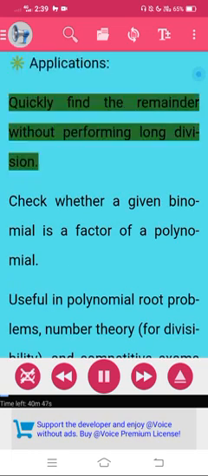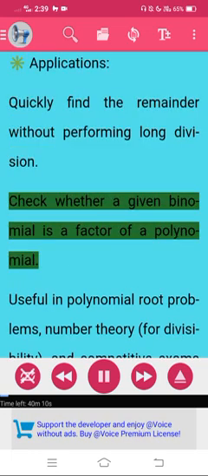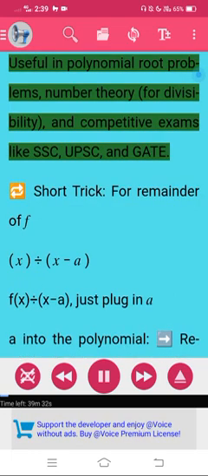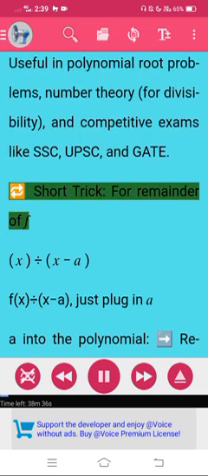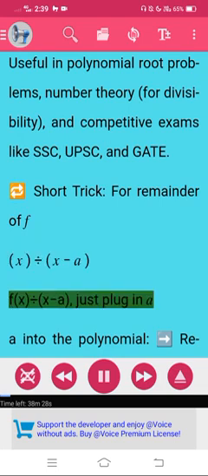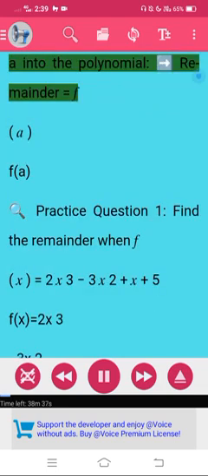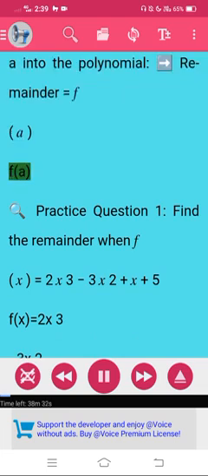Applications: quickly find the remainder without performing long division, and check whether a given binomial is a factor of a polynomial. It is useful in polynomial root problems, number theory for divisibility, and competitive exams like SSC, UPSC, and GATE. Short trick: for the remainder of f(x) divided by x minus a, just plug a into the polynomial. Remainder equals f(a).